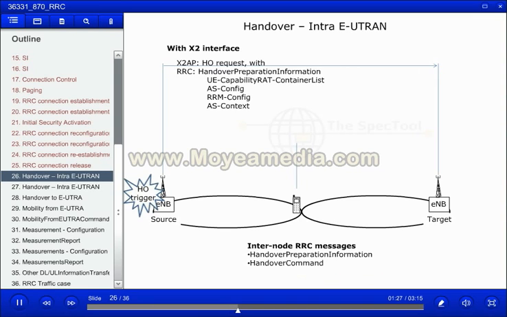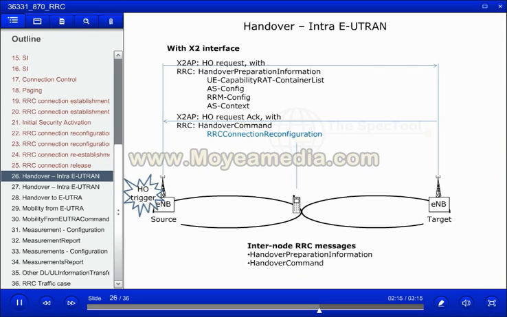This message will include the internode RRC message handover preparation information message sent to prepare the target eNode B for the handover. This message includes information about UE capabilities, configuration of access stratum, radio resource management configuration, and access stratum context. In response to the HO request, the target eNode B will respond with the X2 AP handover acknowledge message, including the internode RRC message handover command.